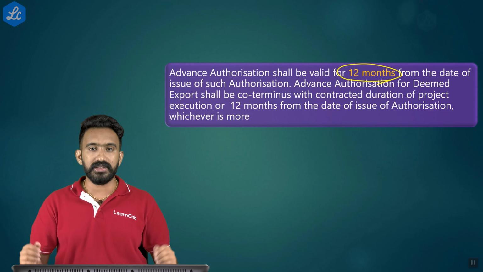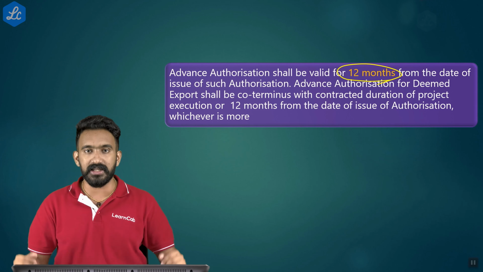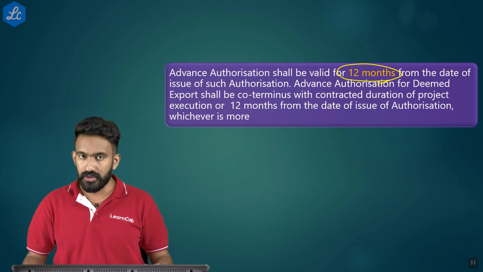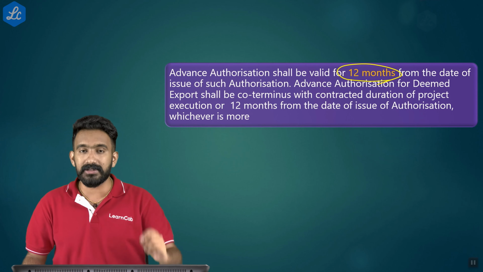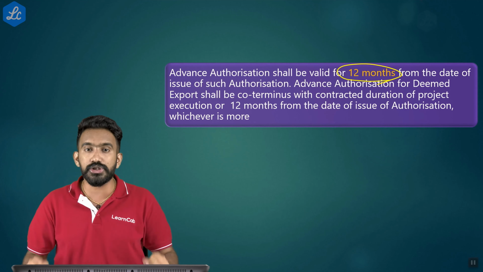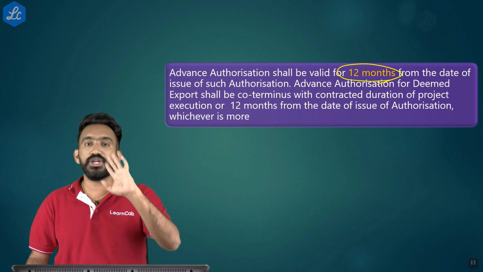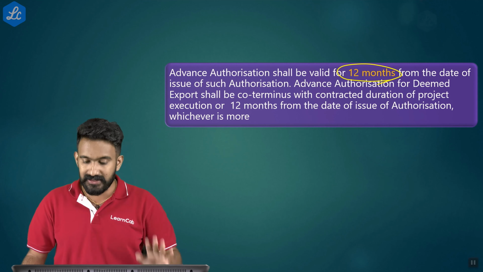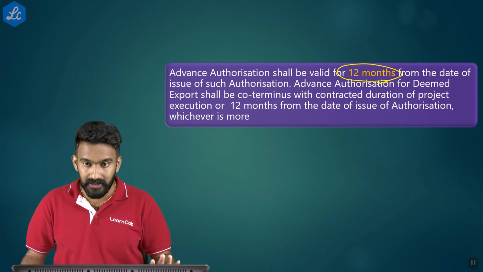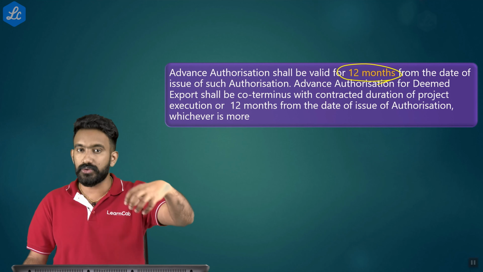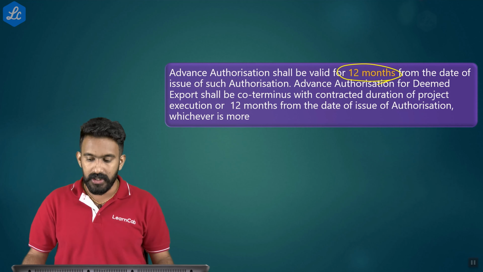Now, can I do that import anytime after getting the advance authorization? Will it be valid for 10 years, 20 years? No. There should be some time limit. There must be stringent provisions so that nobody misuses it and makes additional profit out of this particular scheme. Advance authorization will be valid for 12 months starting from the date of issue of such authorization, which means I'll have to do the import within 12 months.